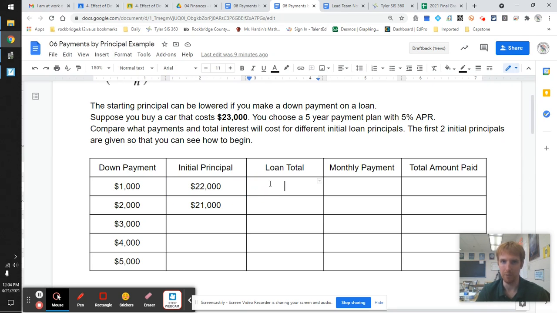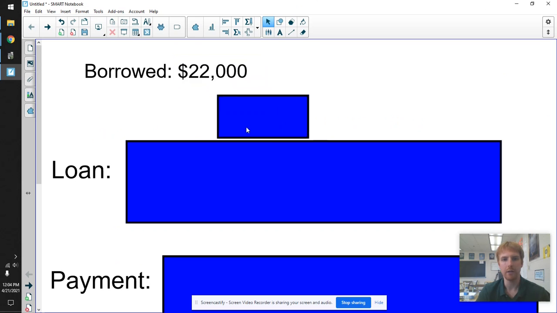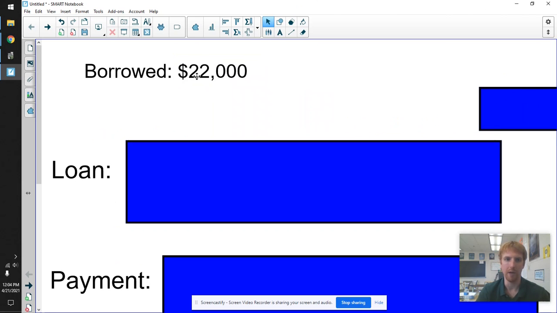So there's really no need to go to the bank and borrow everything. You don't need to borrow $23,000. You need to borrow $22,000. So that's the first step. I'm borrowing $22,000 from the bank.